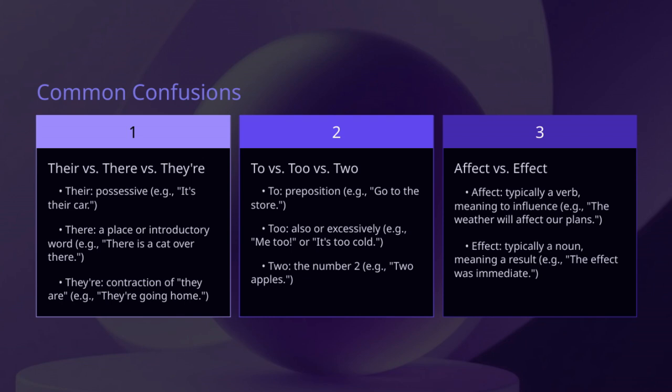Finally, let's clarify their, there, and they're. Their is possessive, meaning something belongs to them, like it's their car. There refers to a place or is used as an introductory word, like there is a cat over there. And they're is a contraction of they are, as in they're going home. Understanding these distinctions helps us communicate more clearly and avoid common mistakes that can confuse our readers or listeners.